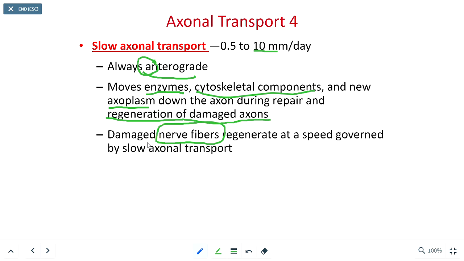So if we have a damaged axon, that's the same thing as saying that we have a damaged nerve fiber. And damaged nerve fibers or damaged axons regenerate at a speed that's governed by slow axonal transport. So up to a centimeter per day, but as little as 1/20th of a centimeter or half a millimeter per day is typically more common, particularly when we're thinking of regenerating a damaged nerve fiber. For any of you who've had surgery and you've had that numbness near the incision point, you know exactly what I'm talking about. Typically, it will take a couple weeks for your sensation to return near that incision site.